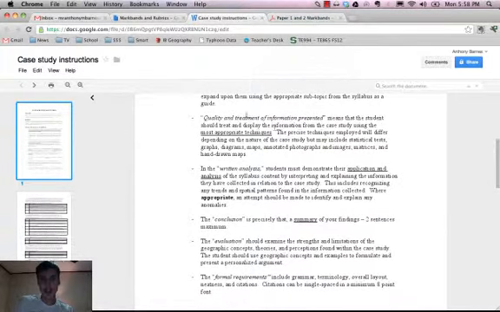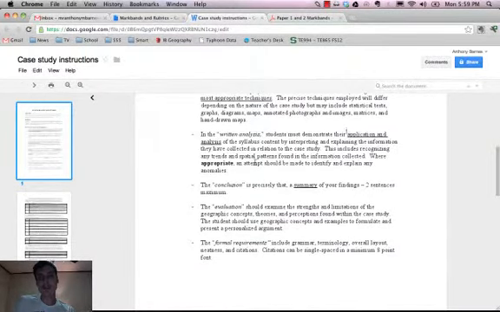Here are the different parts of the case study. I'll go into these really quick, and then we'll take a look at the rubric as well. The quality and treatment of information is basically how you present the information that you have gathered. Do you use charts, graphs, tables, those sorts of things? Typically in a case study, you're going to use at least one of those, so you've got to fit it in somewhere somehow. The written analysis is really the meat and potatoes.